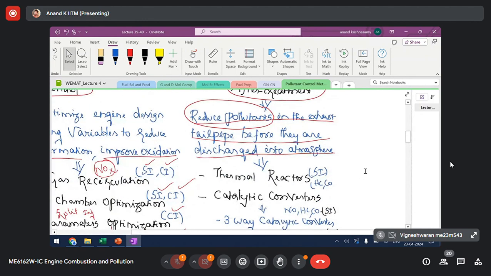You have two primary types of after-treatment control. One is called the thermal route, which is an old method. This is not effective and it's not being currently used, but I will just discuss the principle.